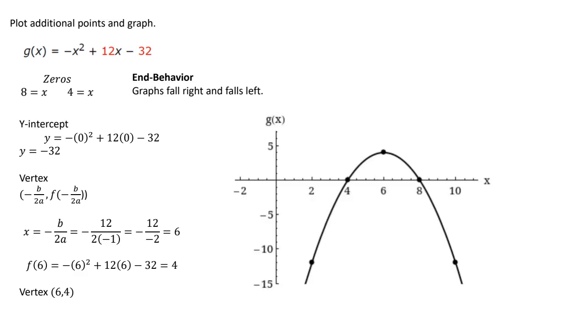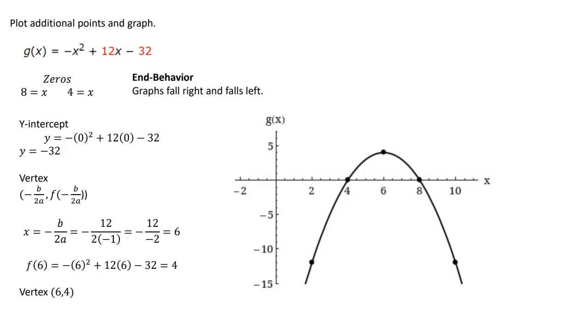Let me go ahead and plot all these points. I plotted my zeros at 4, 0 and 8, 0. My vertex here was at 6, 4. Again, my graph would go down and cross at negative 32. And I would draw a smooth curve connecting these dots.